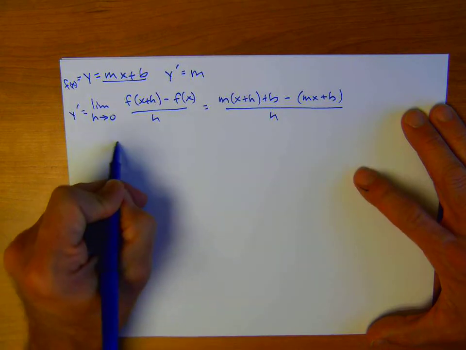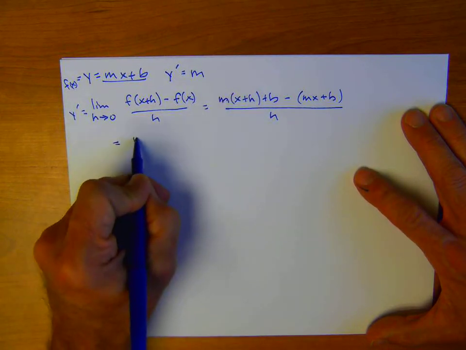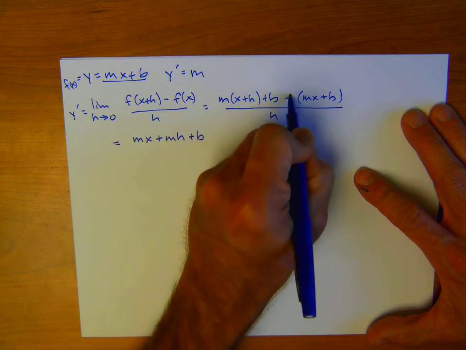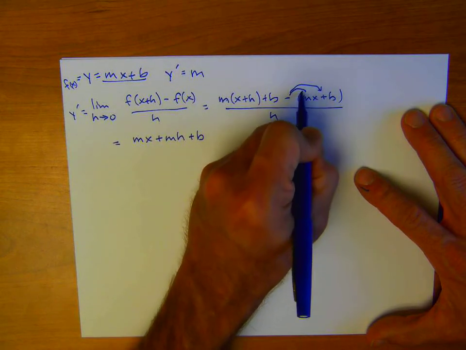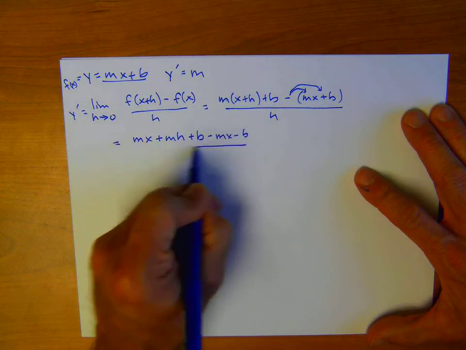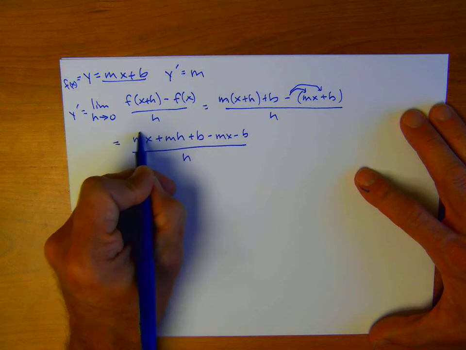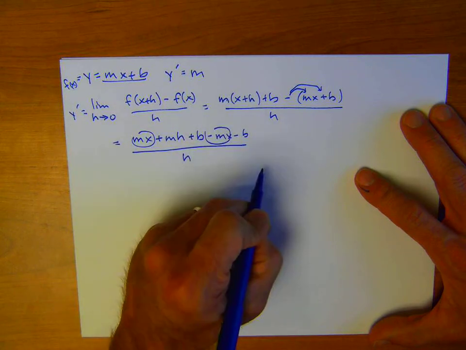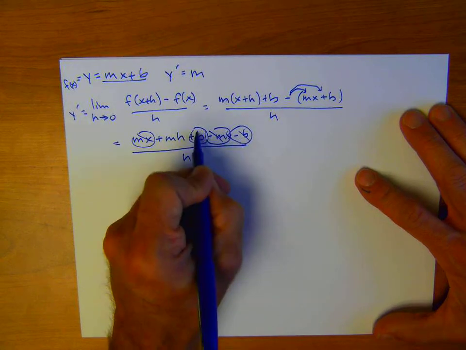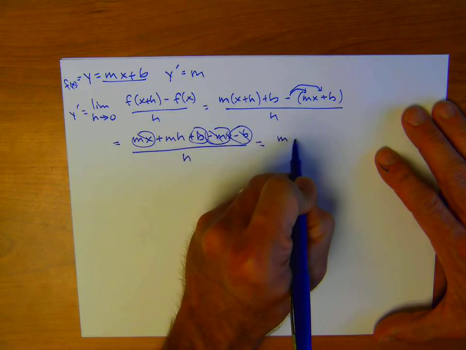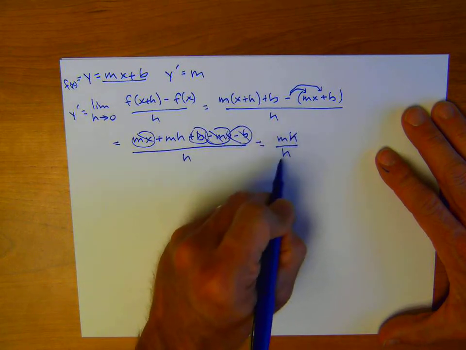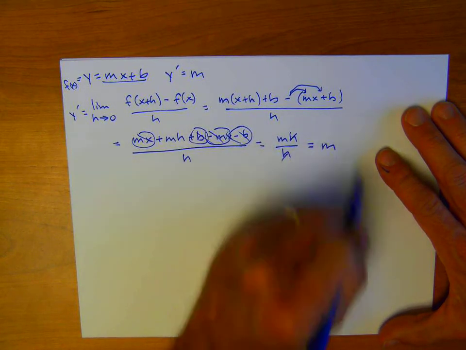All right. So here I can distribute. So I have mx plus mh plus b, and I can also distribute this negative both to the mx and to the b. So I have minus mx minus b, and this will clean up quite nicely for us because mx minus mx is 0, and b minus b is 0. So I'm just left with mh over h, but h divided by h, of course, is 1. So there you have it.